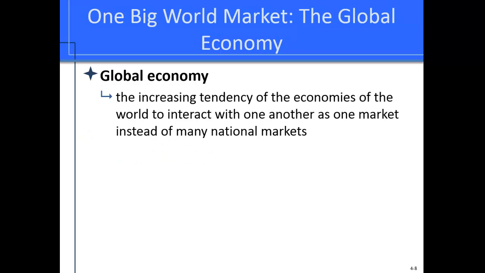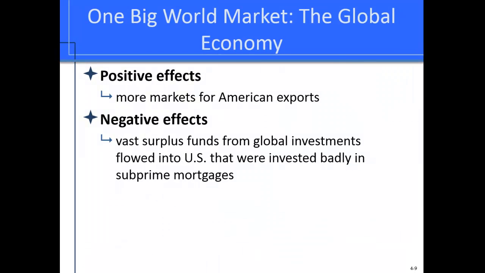Now we'll take a look at our one big world market. We just call that the global economy. The global economy is the increasing tendency of the economies of the world to interact with one another as one market instead of many national individual markets. Now with this bringing together of markets as one market, we obviously have pros and cons to this. And some of the positive effects of global economy is with an increased income, consumers in other regions of the world become more interested in our national products. And the growth of jobs and income in other countries results in the growth of jobs and income here in the U.S.